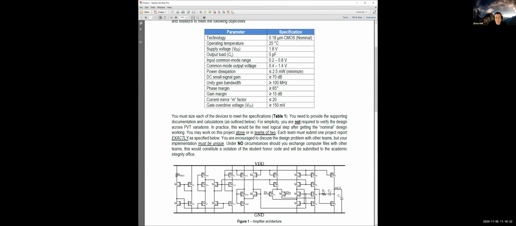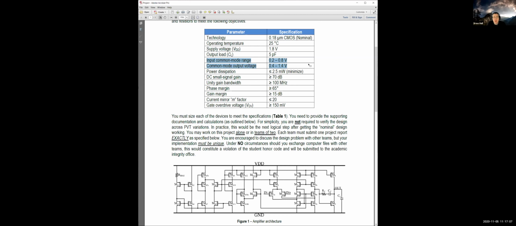The output common mode voltage, this is just the DC voltage, has to be between 0.4 and 1.4 volts. Why do you think an amplifier would have these two specs? Probably to keep it within a certain operating range. Yeah, but what else? You want higher swing on the output and not so much swing in the input?